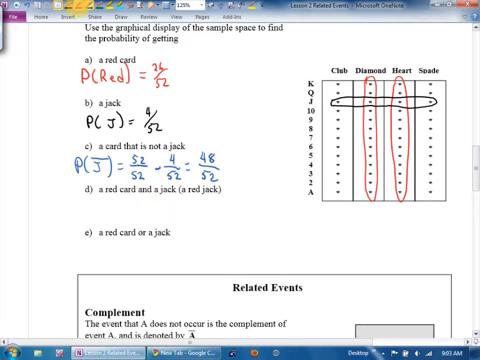What's the probability of a red jack? Can you see it from what we've circled? What we're really looking for here is the overlap. The overlap. Right there. And that's why I went with this circling approach. How many red jacks are there? Two. Out of 52.